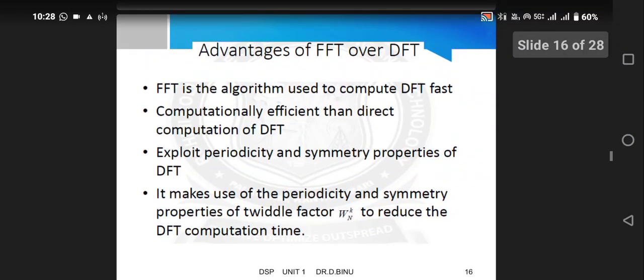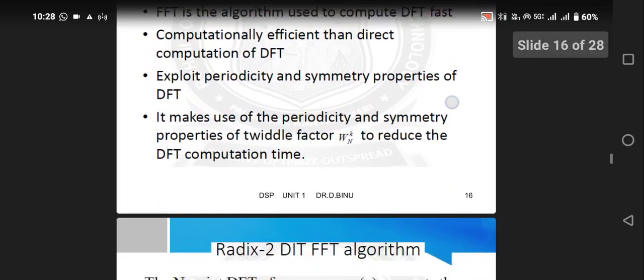Advantages of FFT over DFT. FFT is the algorithm used to compute faster, more computationally efficient than direct computation of DFT. It exploits the periodicity and symmetry properties of the twiddle factor to compute the DFT.